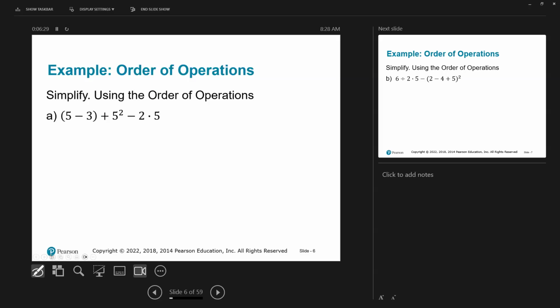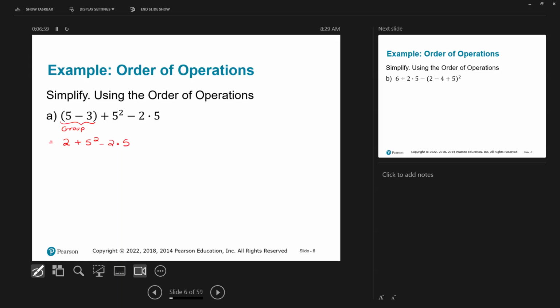All right, so we're going to go through a few examples of order of operations. Remember, the first thing we like to do is parentheses or grouping symbols first. So we see a grouping symbol here, so we're going to deal with our group first. We have 5 minus 3. Well, that's just going to be 2. We don't need those parentheses anymore. So now that is 2 plus 5 squared minus 2 times 5.